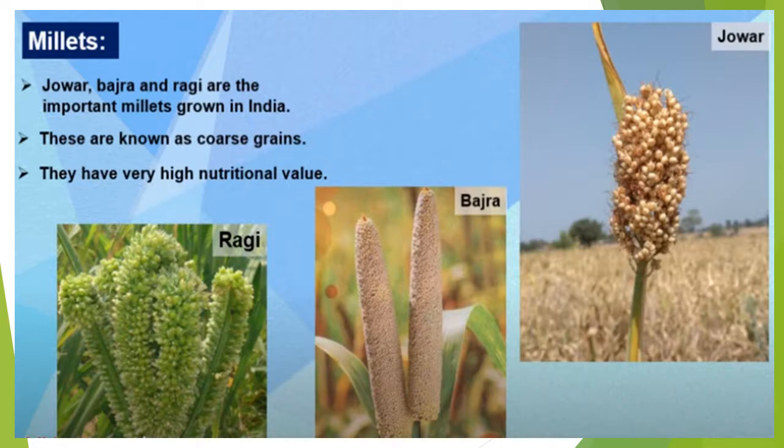Now here come millets, children. Jowar, Bajra and Ragi are the important millets that are grown in India. Though these millets are known as coarse grains, they are rich in nutritional value. Let us discuss Jowar, Bajra and Ragi in detail.